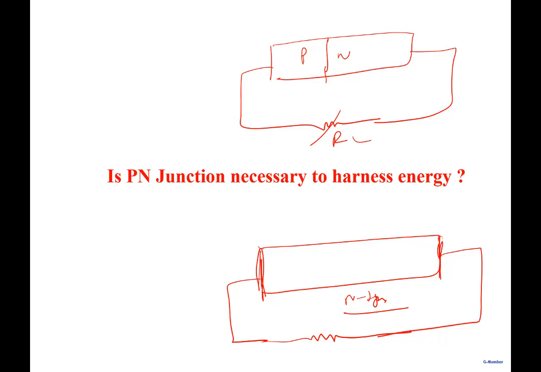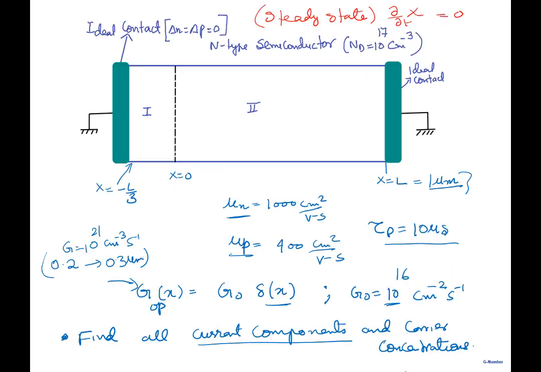Right? So intuitively we know that you have to separate things out, electron hole pairs. But can it not separate? Can an N-type semiconductor not separate? Is that not possible at all? So what we want to do is the following. We want to solve this particular problem here to show you.